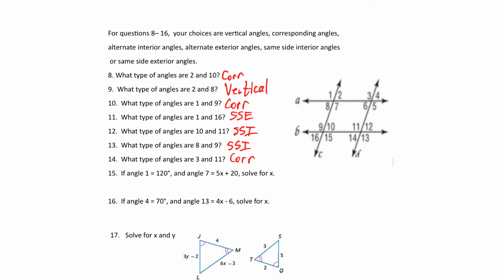Number 15, if angle 1 is 120 and angle 7 is 5x plus 20, solve for x. So what's up with angle 1 and angle 7? What are those? They're vertical. And what do we know about vertical angles? Always congruent. So we're just going to set them equal. 120 equals 5x plus 20. So you subtract 20. 100 equals 5x, divided by 5, so x should equal 22.